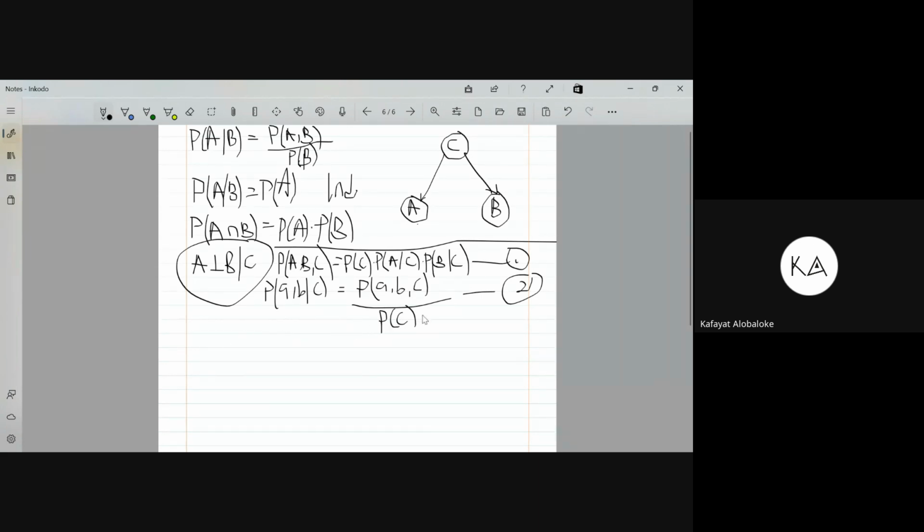Then if you do that, probability of C, we cancel out probability of C. Then you'll be left with this: probability of A comma B given C equals probability of A given C multiplied by probability of B given C.